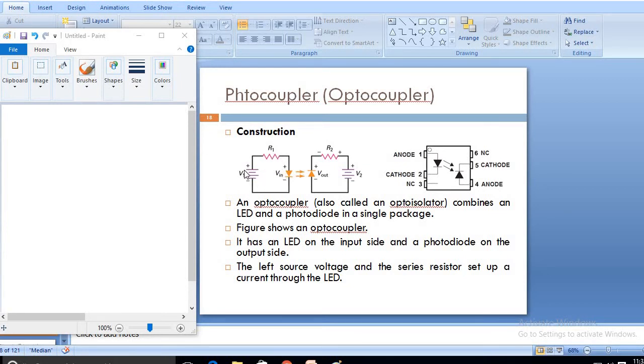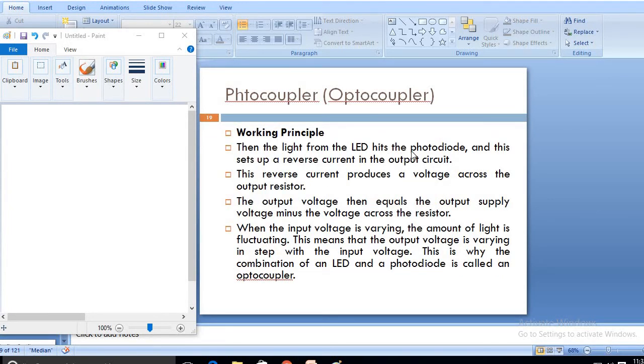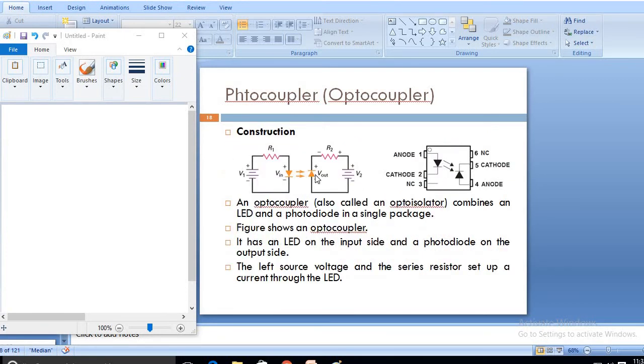So initially, how the current is generated in this circuit: the left source voltage and this series resistor set up a current across this LED. This is the first thing that has to generate the current. The light from that LED then falls on the photodiode on the right side. The light from the LED hits the photodiode, and this sets up a reverse current in the output circuit.